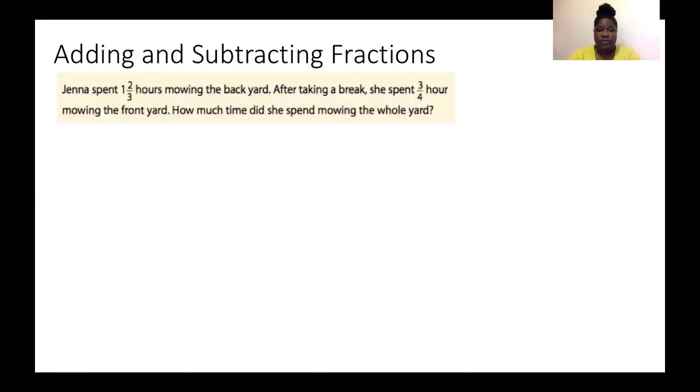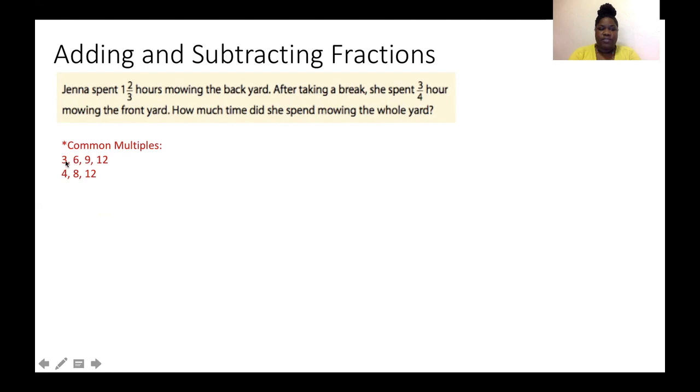Now, here's another problem with adding and subtracting fractions. Jenna spends 1 2/3 hours mowing the backyard. After taking a break, she spends 3/4 hour mowing the front yard. How much time did she spend mowing the whole yard? So I know this is combining both of those fractions together, which means I'm going to add those two together because it wants to know the total time it took her to mow both the back and front yard together.